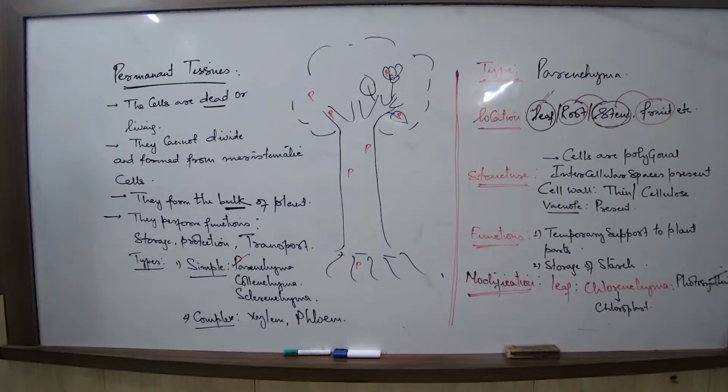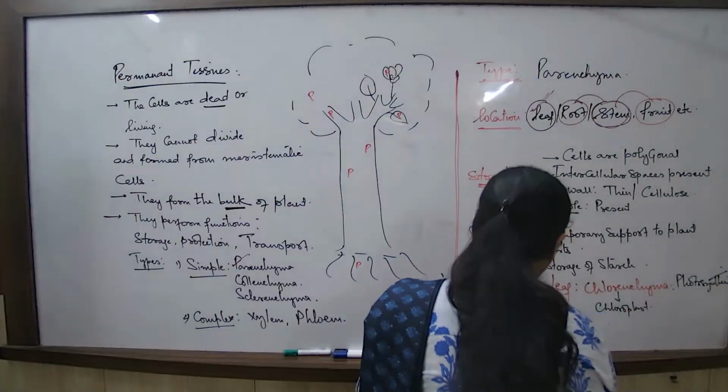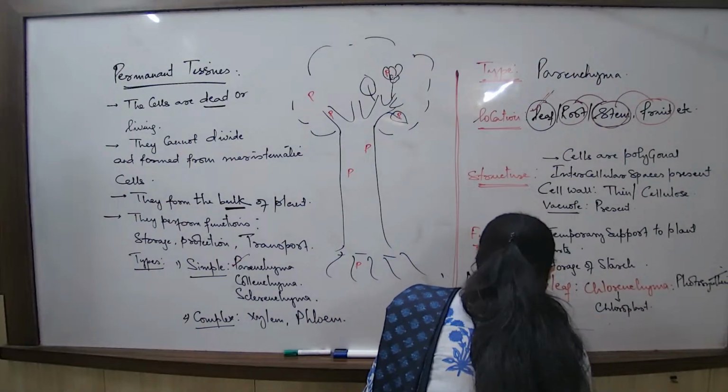The parenchyma of the leaf function is a little different, apart from the root and the stem and the fruit, etc. There is one more modification. What is the other modification?